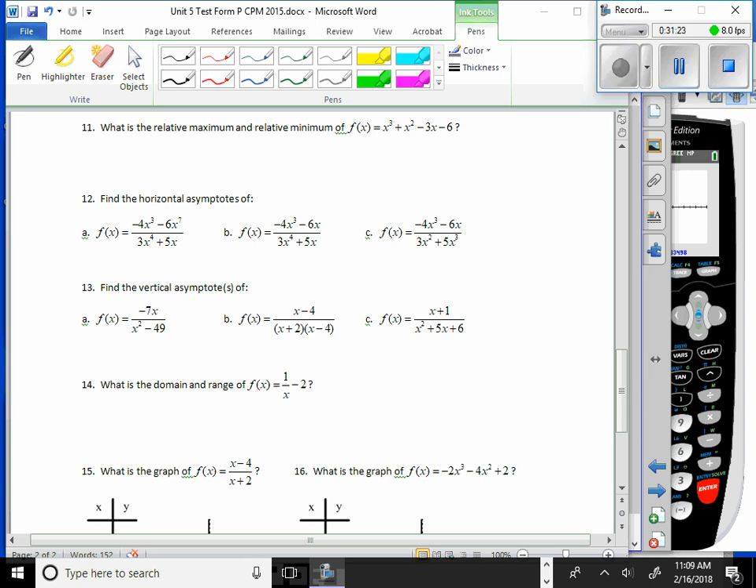Okay, so on A, 12A, you should have said that there was none because it was top heavy. The 7th power is bigger than the 4th power. On B, you should have said the horizontal asymptote was y equals 0 because it was bottom heavy. You had the higher power on the denominator. On C, that was powers equal. So you should have said y equals negative 4/5, not negative 4/3. So you're not going off of the first terms that were listed. You're going off of the highest power. So it should have been the negative 4 over the 5 because those were the terms in front of the ones with the highest power.